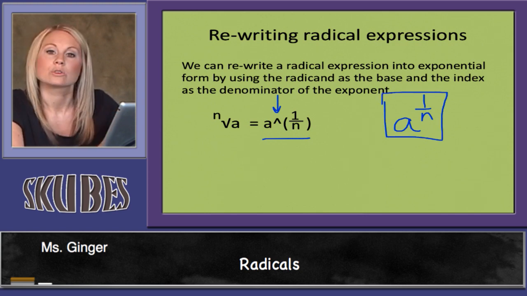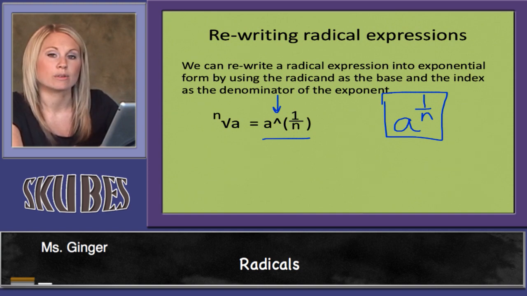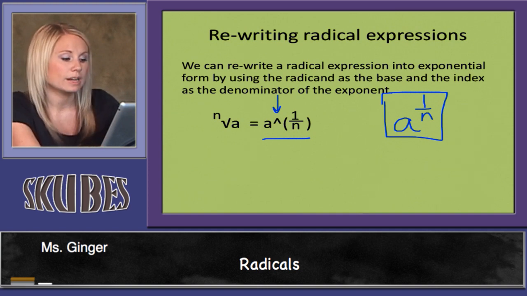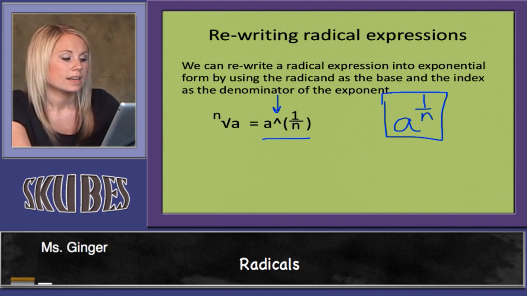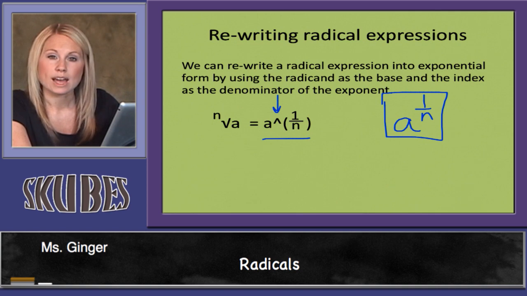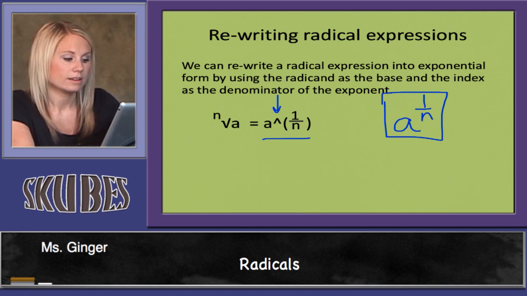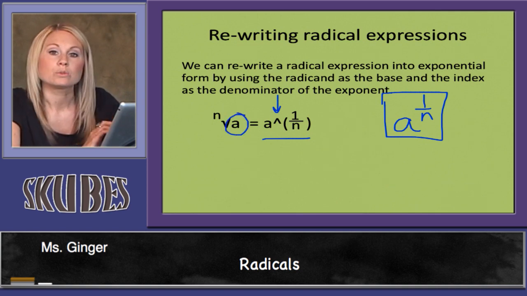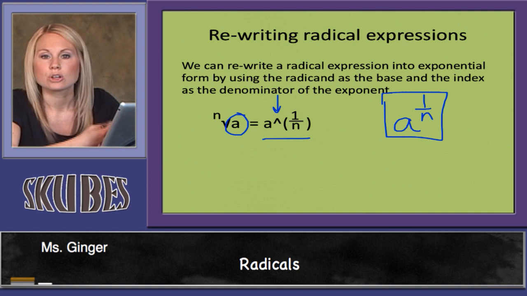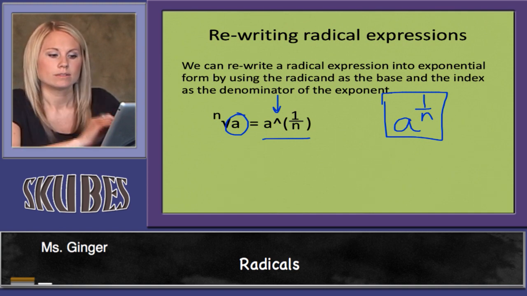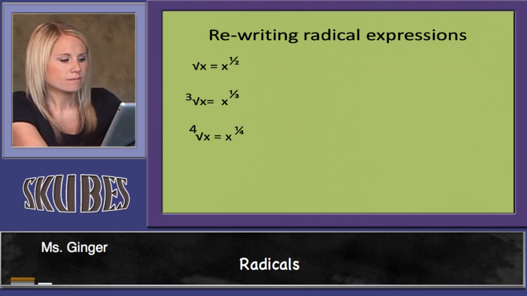Here's what it looks like on the screen when you're finished. A to the power of 1 over n. So any number you see as the index is going to become the denominator of the power. And there is no number attached as a power to a in this expression, so we'll use 1 as the numerator. If there were a number in there, we would use that number as the numerator. I'll show you some examples of that to make it easier.